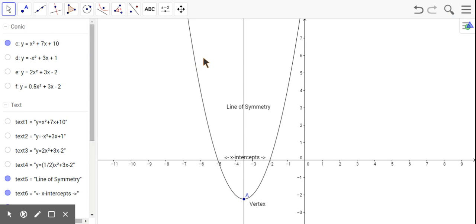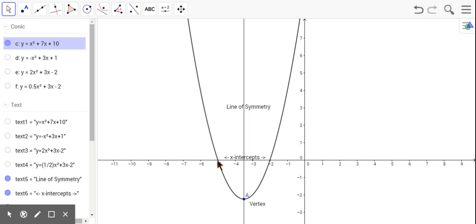The graphs of quadratic functions are called parabolas. This is a parabola, and there are different parts to this parabola. The lowest point or the highest point of the parabola is called the vertex. That's down here, for this one. For this parabola, the vertex would be up here. It'd be the highest point.